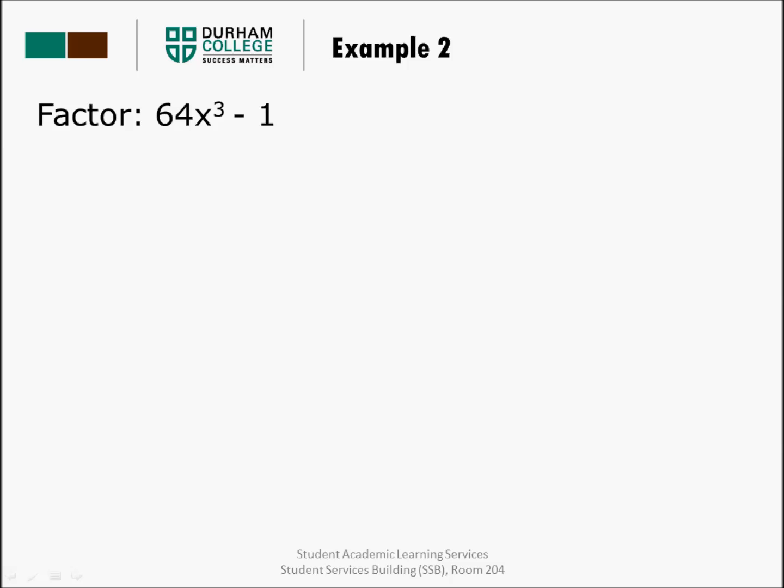Here is another example of factoring. We're asked to factor 64x cubed minus 1. Now, first of all, what method do we use? There are two things, and hopefully you can see they're both perfect cubes, because 64 is 4 cubed. 1 is just 1 cubed. X cubed is obviously a cube. And it's a difference, because there's a minus, so we're going to use the difference of cubes method.